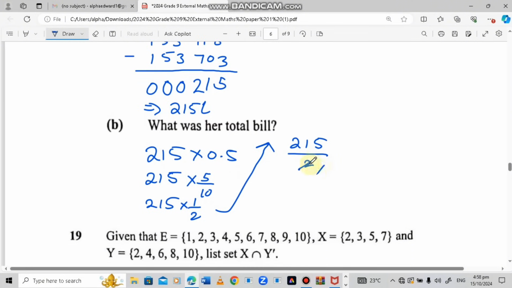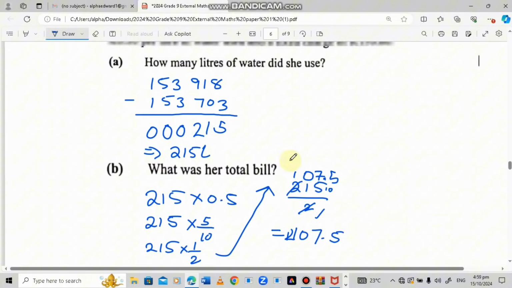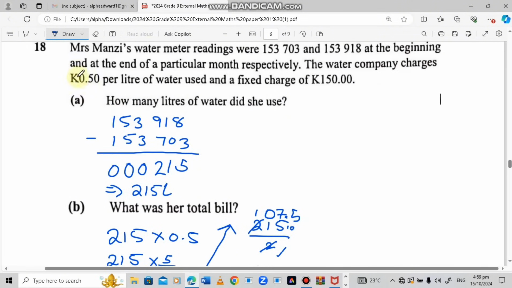So we can say 2 into 2 is 1, 2 into 1 is 0, then 2 into 15 is 7, remainder 1. 2 into 1 it can't, so you add the 0 and the point there. 2 into 10 is 5. So we are having 107.5 kwacha without a fixed charge, just when you multiply this.